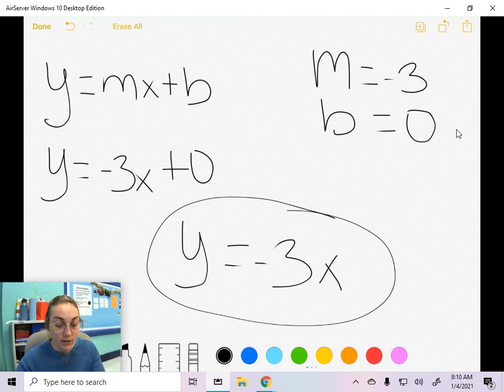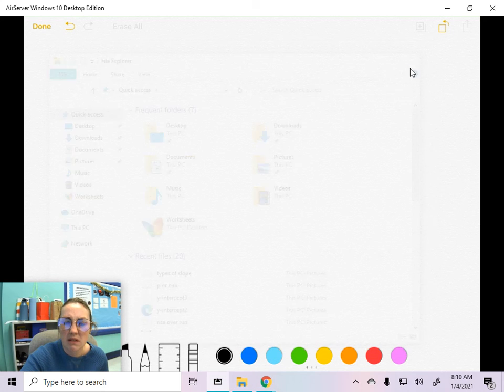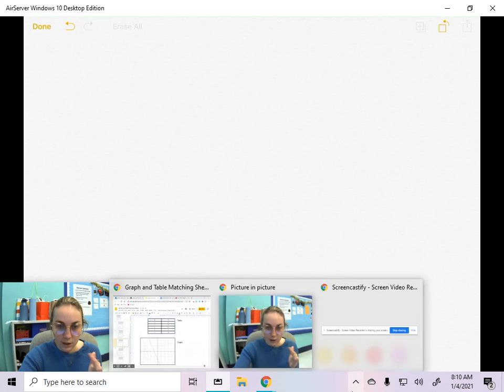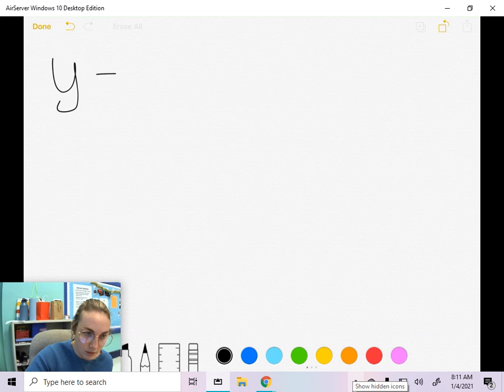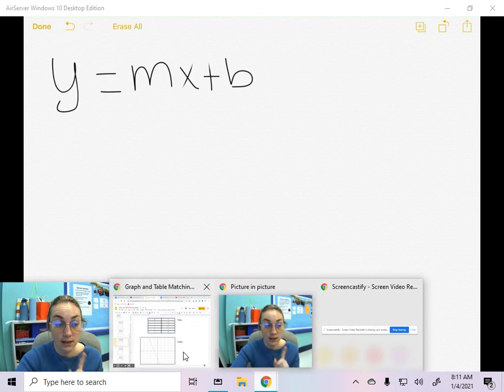All right. So now let's look at a graph. So we're looking at a graph. Again, slope-intercept form is y equals mx plus b, where m is the slope and b is the y-intercept. So the first thing we need to find is the slope.